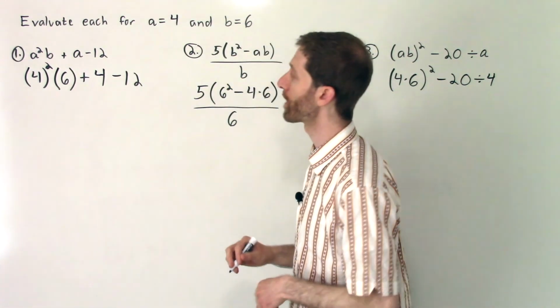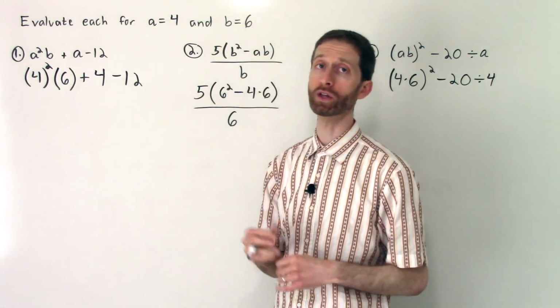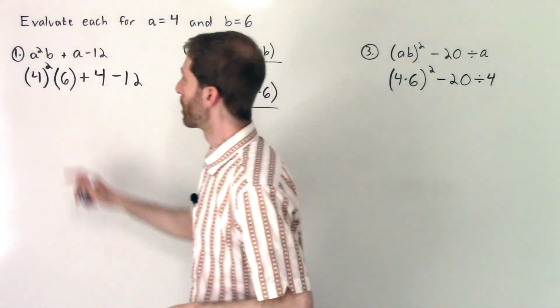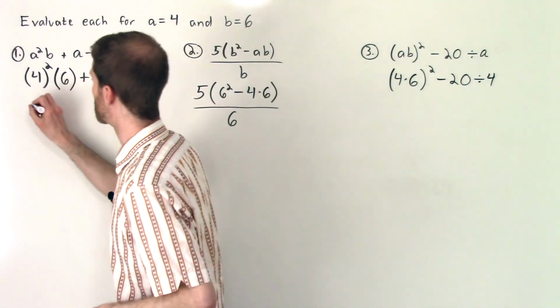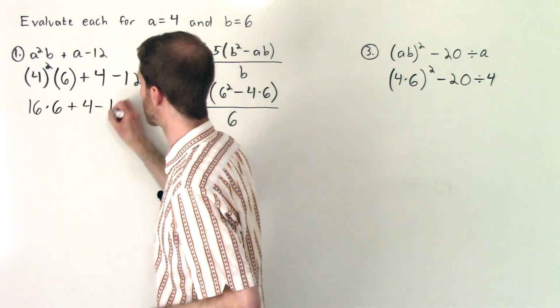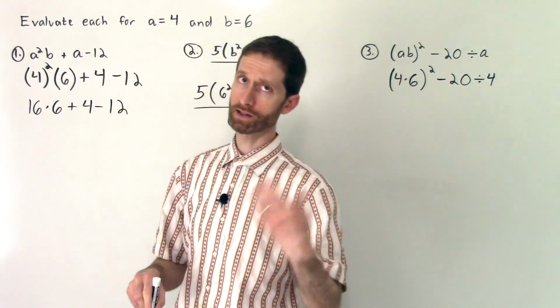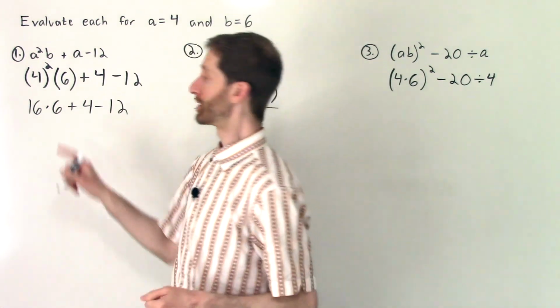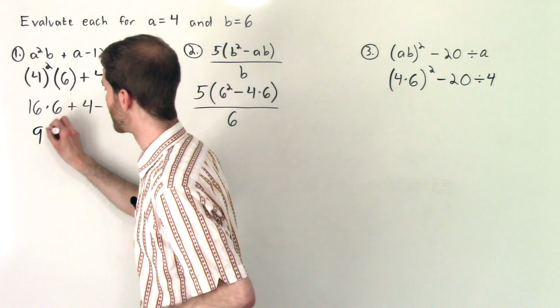So now we'll use the order of operations, and I'll go through that rather quickly because in a previous video I show you how to rock the order of ops. So 4 squared is 16. We do exponents first. You get 16 times 6 plus 4 minus 12. Do your multiplication next. That's the next highest order of operation level. 16 times 6 is 96.